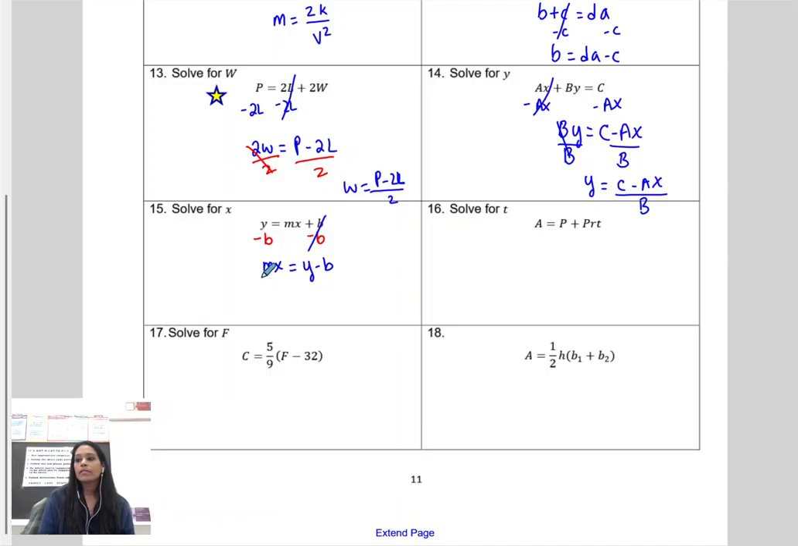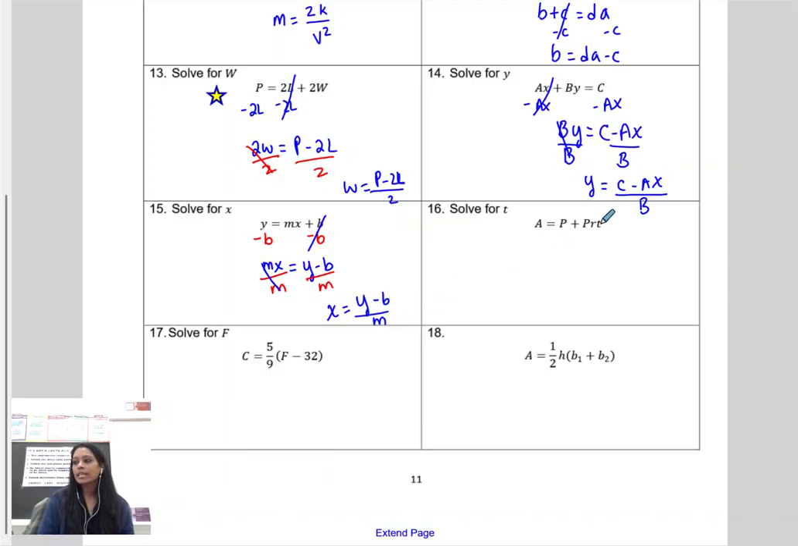And then I'm solving for x here. So I need to divide both sides by m. So you have x equals y minus b, that gets rid of that. So you have x equals y minus b over m.